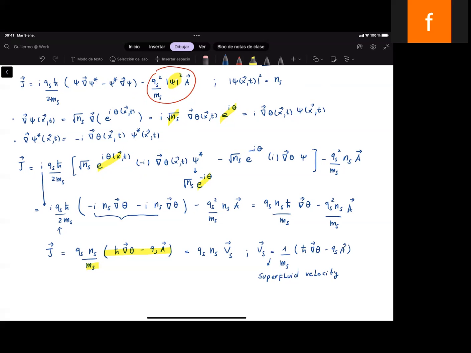You see this, no? Then we have this relation. Again, this happens if and only if we have a homogeneous superconductor, where we have a homogeneous charge distribution of Cooper pairs over the superconducting sample.